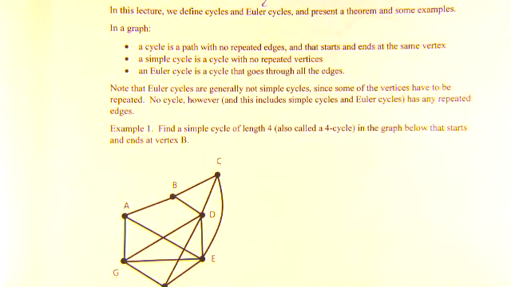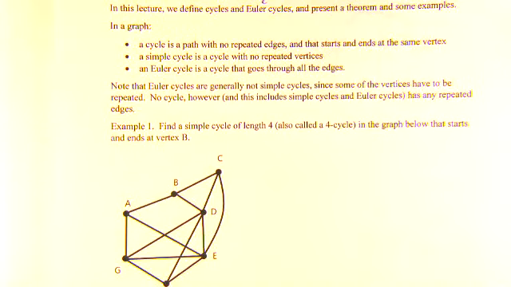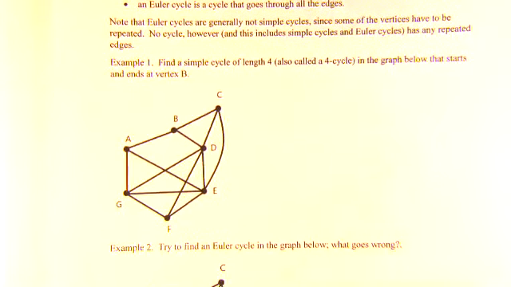Keep in mind that the definition of the cycle means that you do not repeat an edge. You never repeat an edge in any cycle that you deal with. So what's a simple cycle? This is a basic example. A simple cycle of length 4 in the graph below that starts and ends at vertex B.